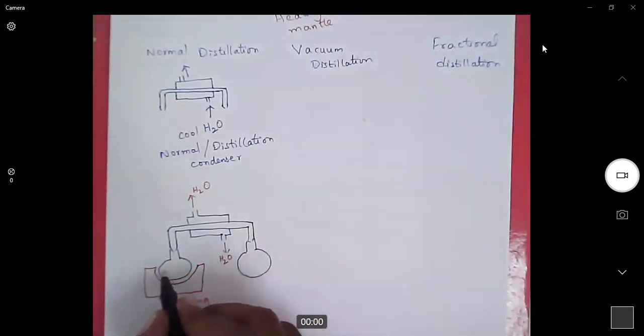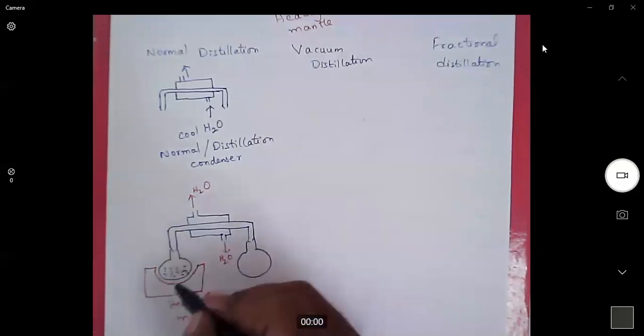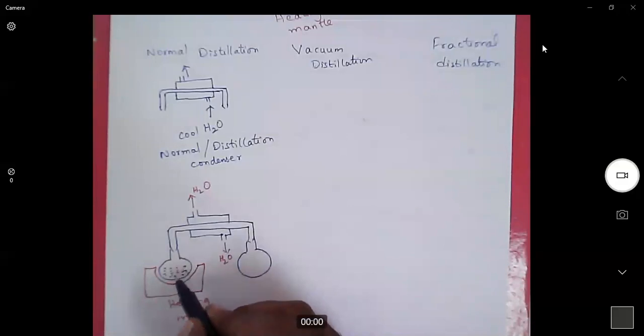Now, when we supply heat energy, the heat energy is transferred to the compound in the RB flask. Then this heat energy is used to convert the liquid solvent into vapor. So when the boiling point is reached, the solvent will evaporate.